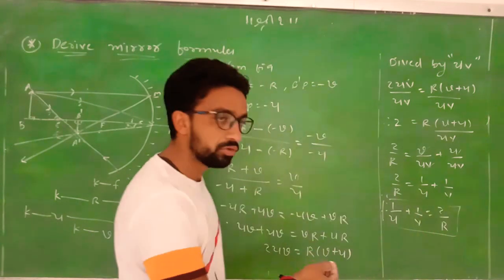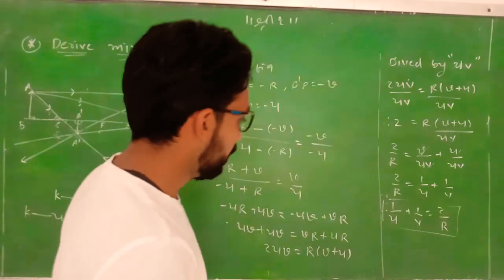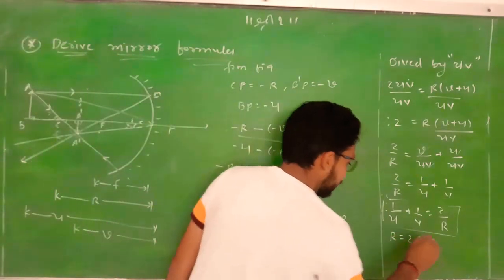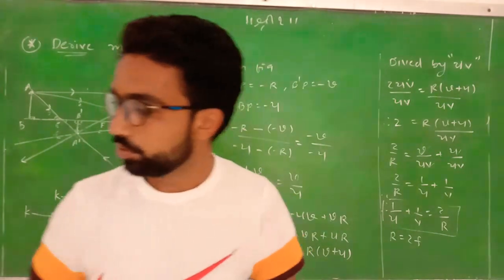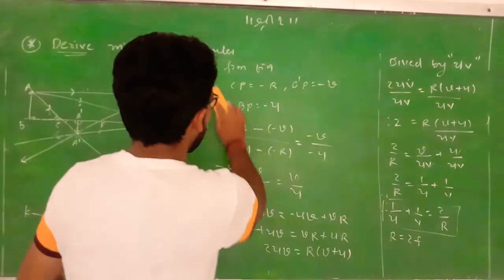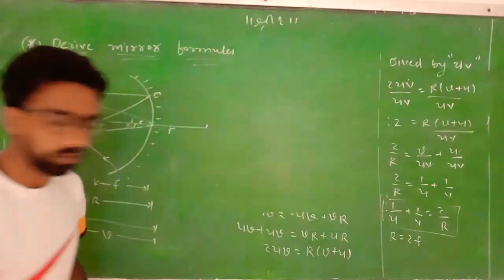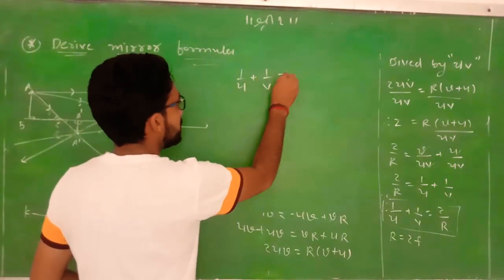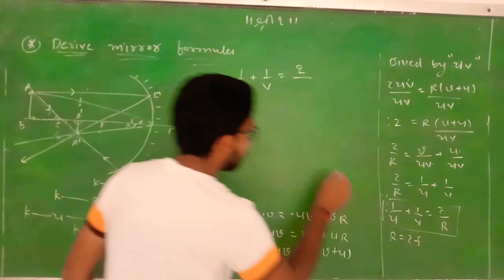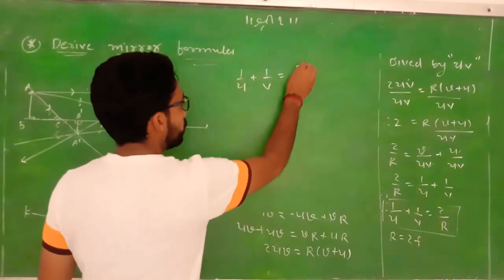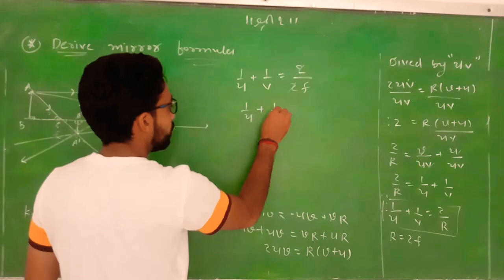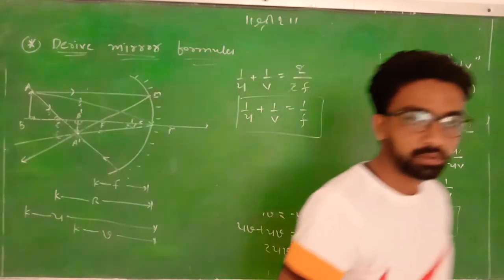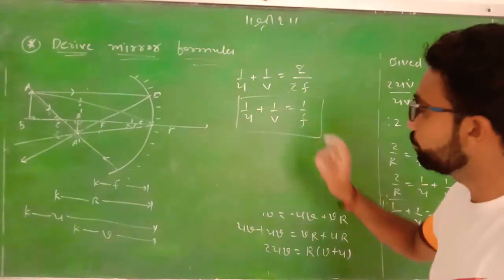This equation is also used for numerical solution. Now we know that R is equal to 2F. We have derived this equation in previous video. So now put R is equal to 2F in this equation. So that is 1 by U is most important formula for numericals.